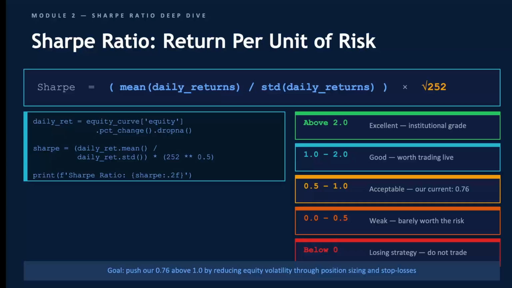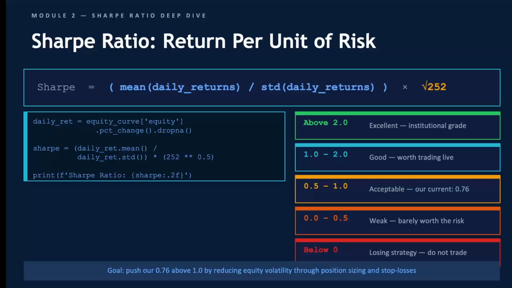The Sharpe ratio is the most widely used metric in professional trading for comparing strategies. It answers one question: how much return are you getting for each unit of risk you are taking? The formula is straightforward. Take your average daily return, divide it by the standard deviation of the daily returns, and multiply by the square root of 252, which is the number of trading days in a year, to annualize it.